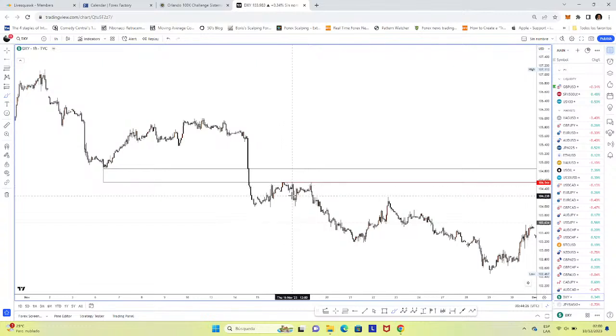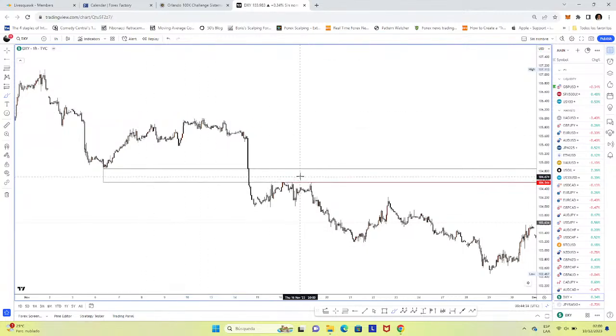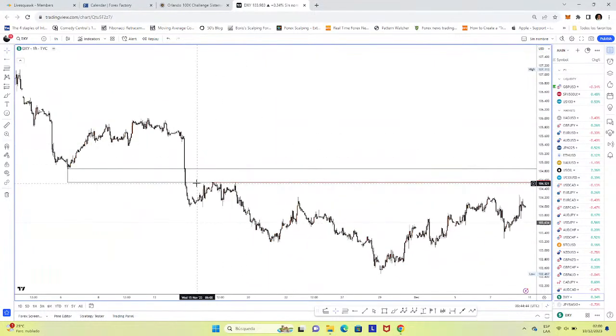But where are these sellers going to place their stop losses? Of course, they're not going to place their stop losses above the structure high because that is too wide. Normally, they're going to place their stop losses a few pips or a few ticks above their highs or their entry, which creates that liquidity.